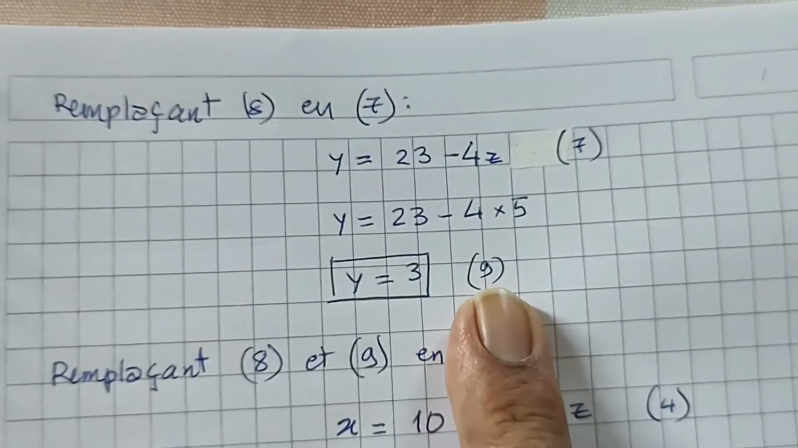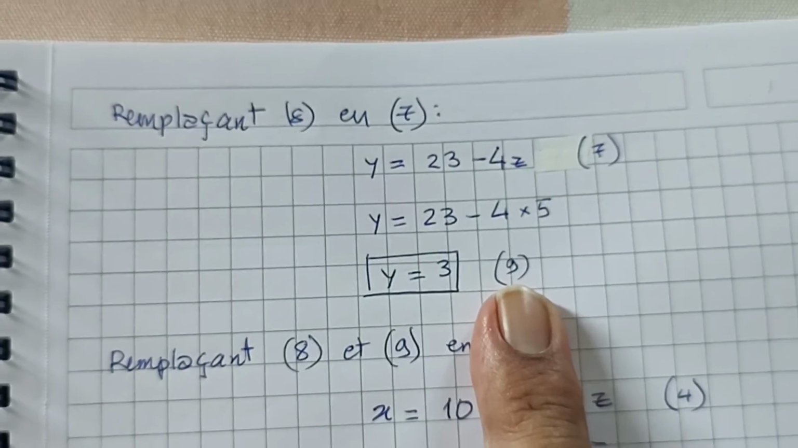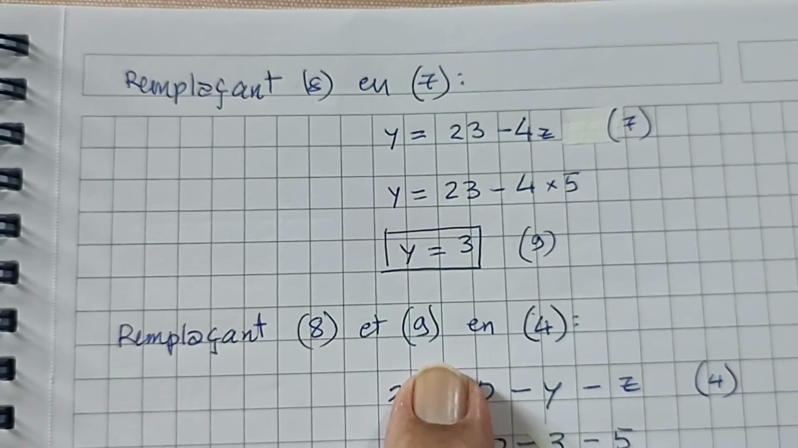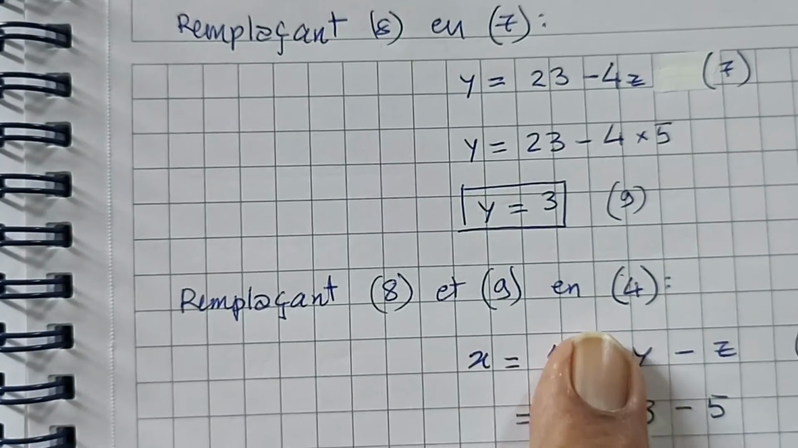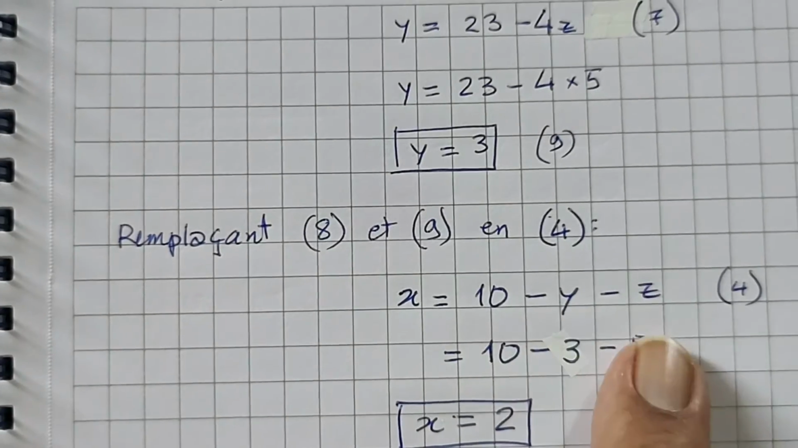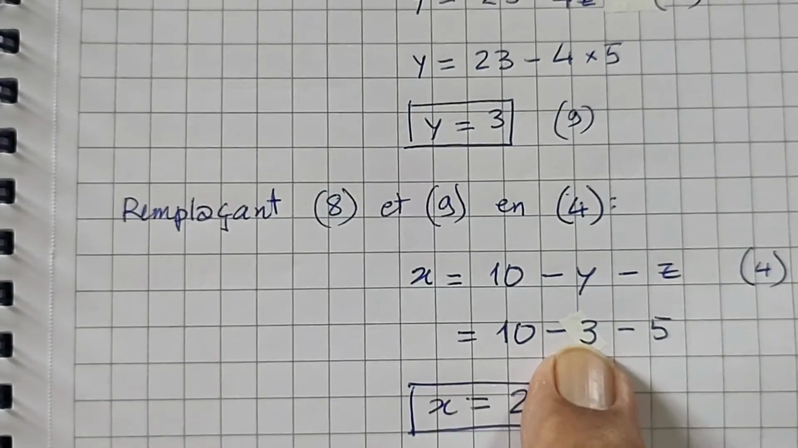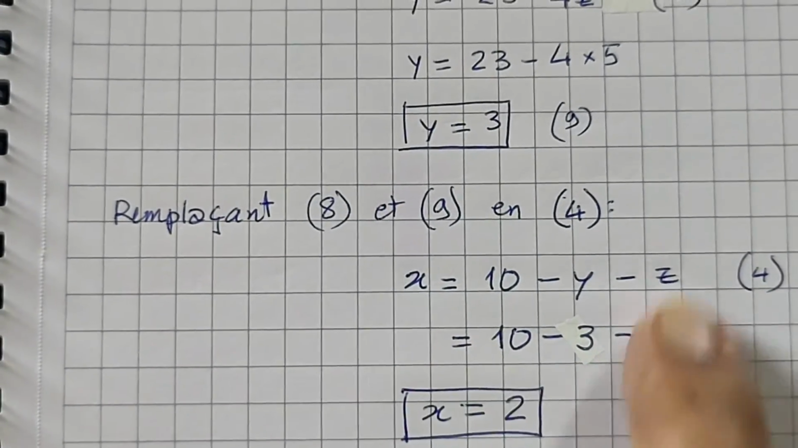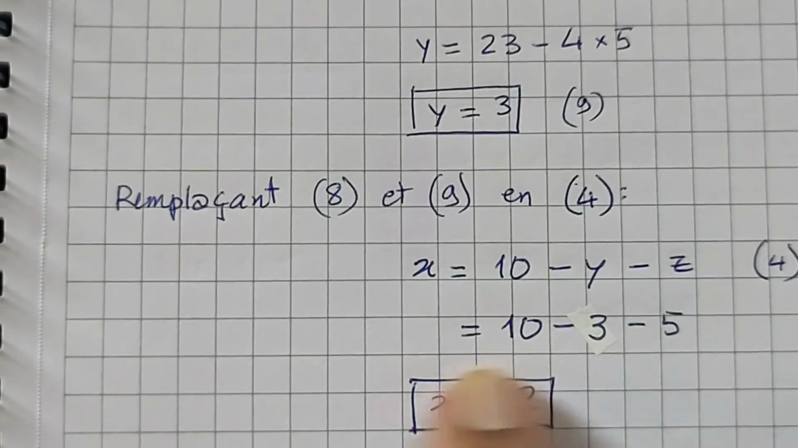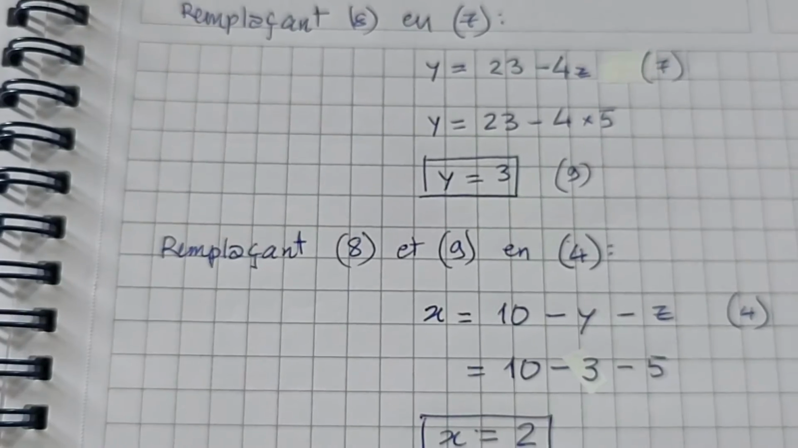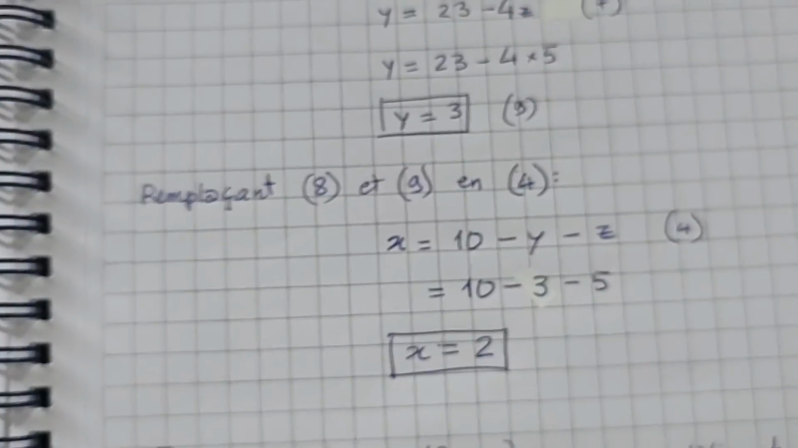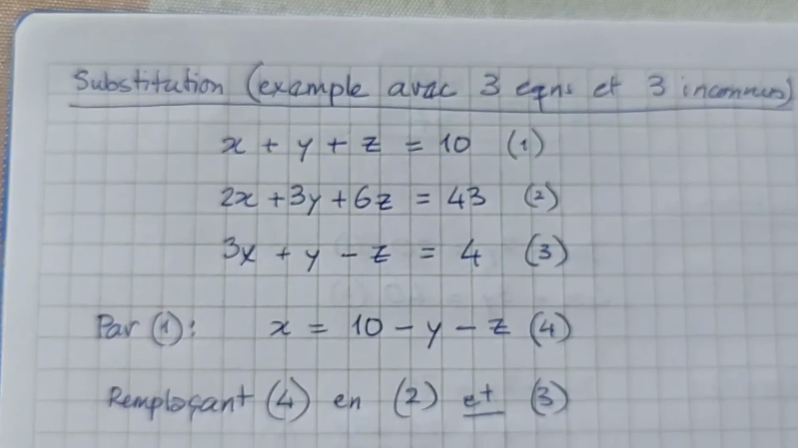So now we have solved for the second unknown. And now remplaçant 8 et 9 en 4. So where is 4? 4 is here. X est égal à 10 moins y moins z. So x est égal à 10 moins 3, because we know y is 3, moins 5, z is 5. We get 10 moins 3 moins 5, x est égal à 2. So we have solved this system of 3 equations with 3 unknowns.